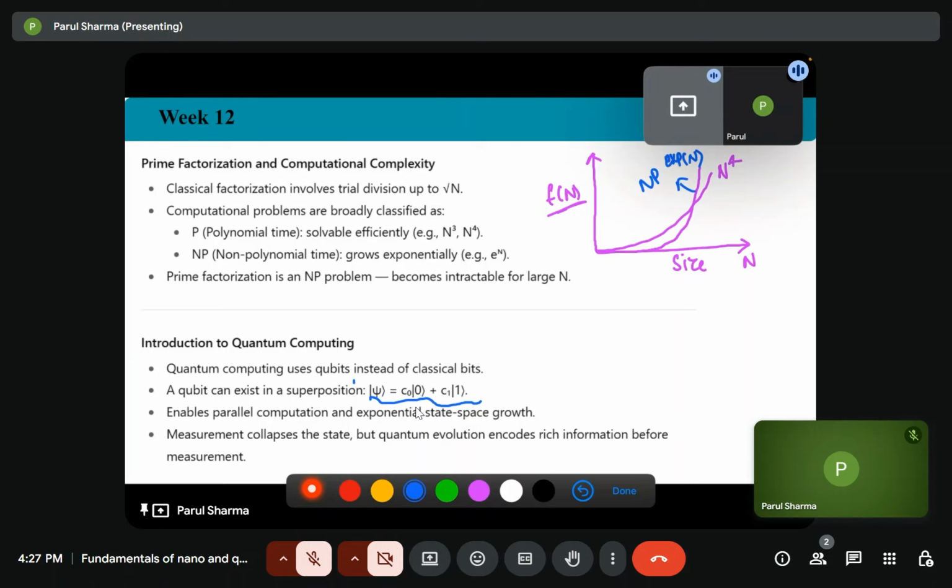state, but the quantum evolution encodes a rich information before the measurement. Because before measurement, there is a superposition of states. After measurement, it is collapsing into a single state.